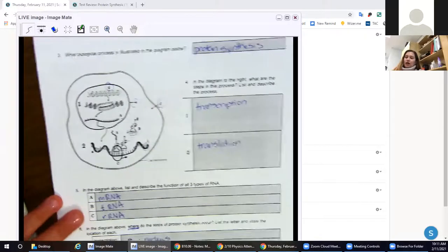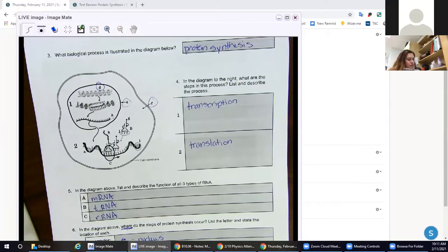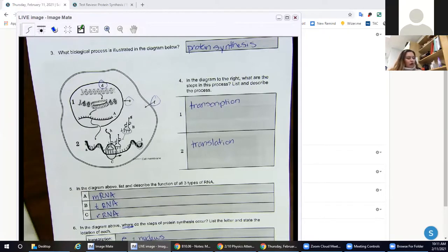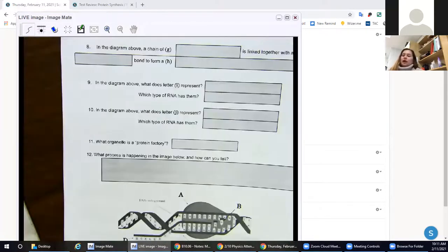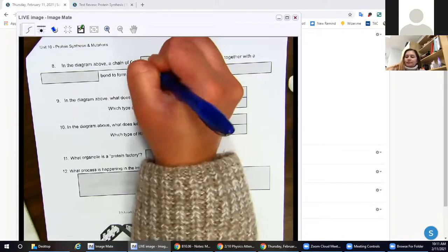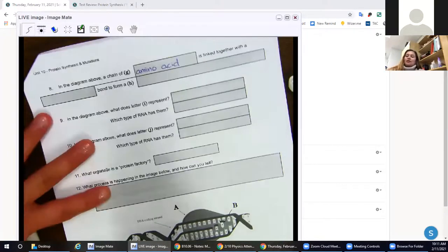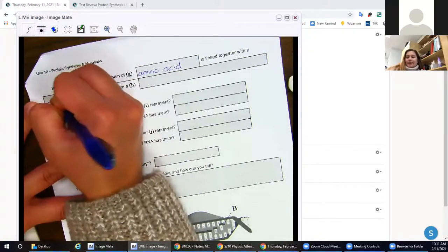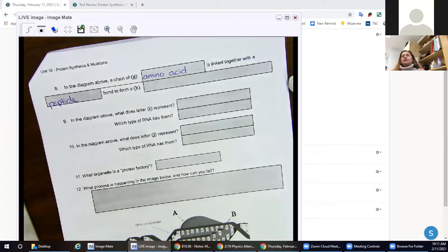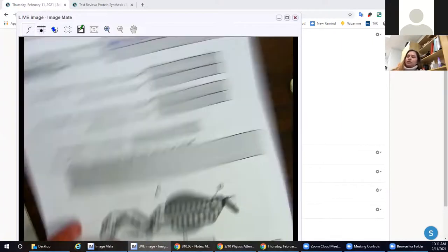Any questions on this page, 3 through 7? All right, let's keep going. Number 8 in the diagram above, a chain of G. G is this letter right here. That's an amino acid. Is going to be linked together with peptides, peptide bonds, or polypeptides, whichever one you wrote, that's fine. And it's going to form the letter H, which is this letter right there. H is a protein.